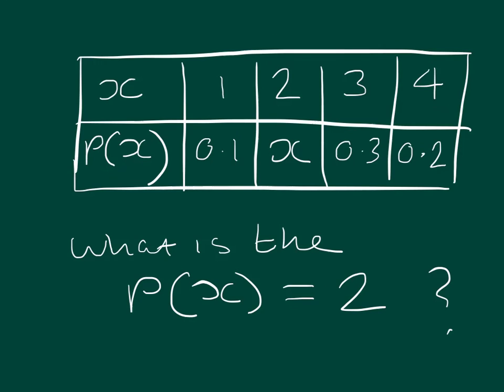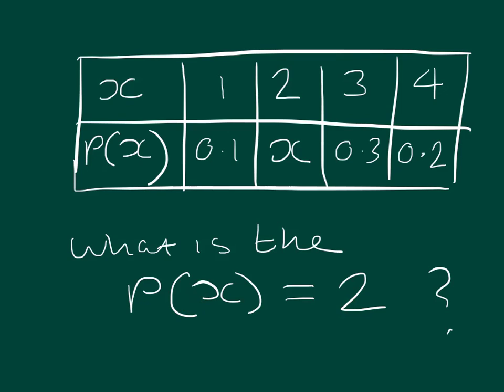And finally, we have a table of values. X is 1, 2, 3 and 4. Probably that x is 1 is 0.1, 2 we don't know, 3 is 0.3 and 4 is 0.2. So how can we find out the probability that x is equal to 2?